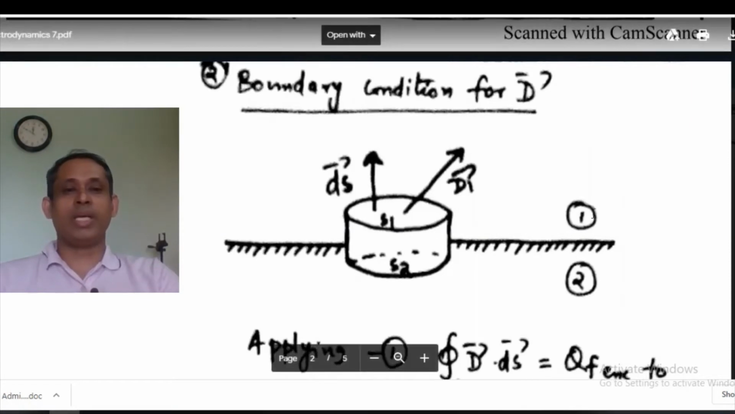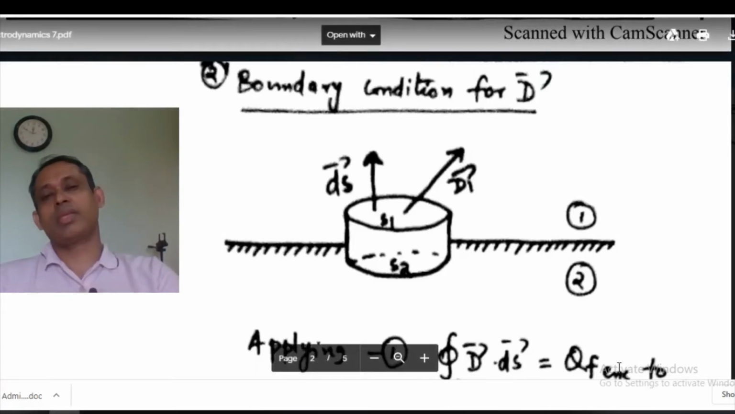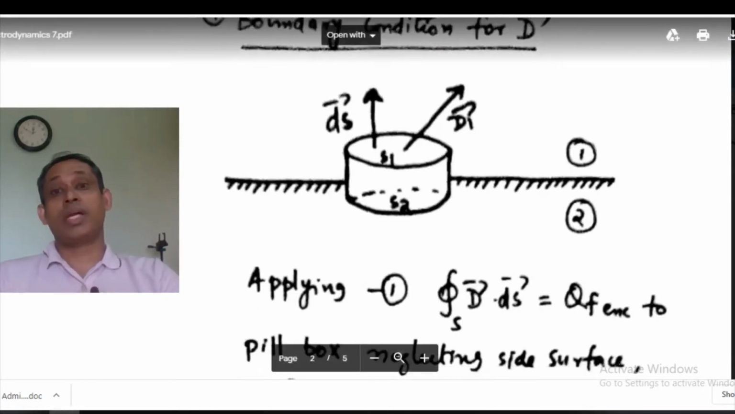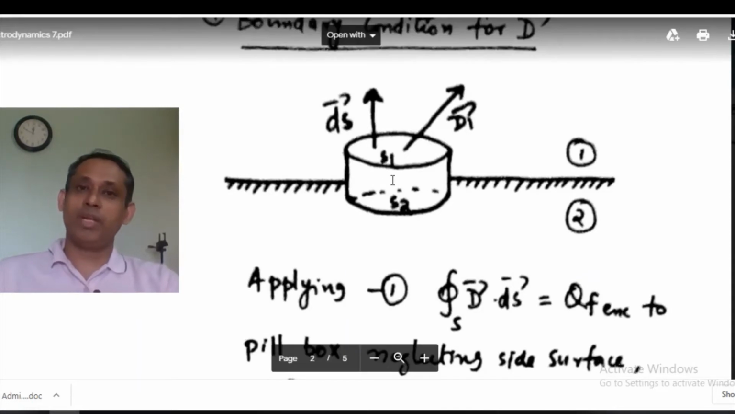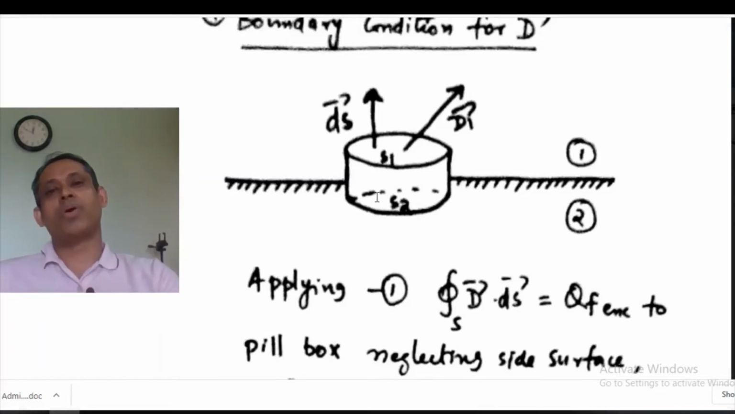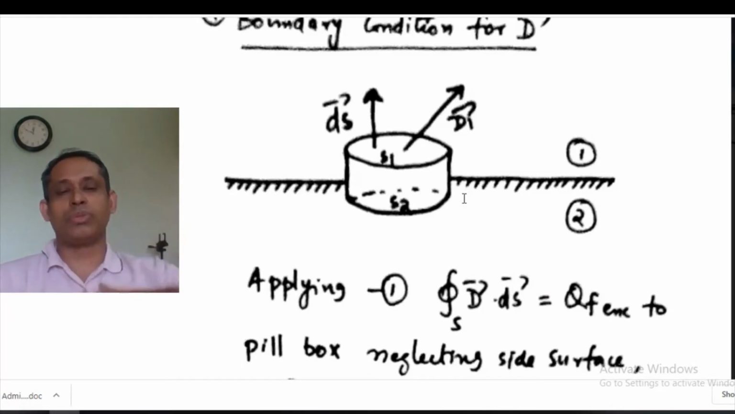We have two media here, medium 1 and medium 2, and this is the boundary separating the two media. To find the boundary condition, we consider a Gaussian pillbox. We have used this idea at several places. A Gaussian pillbox is considered here, a very thin pillbox, and it extends equally to the two media, the media above and below.